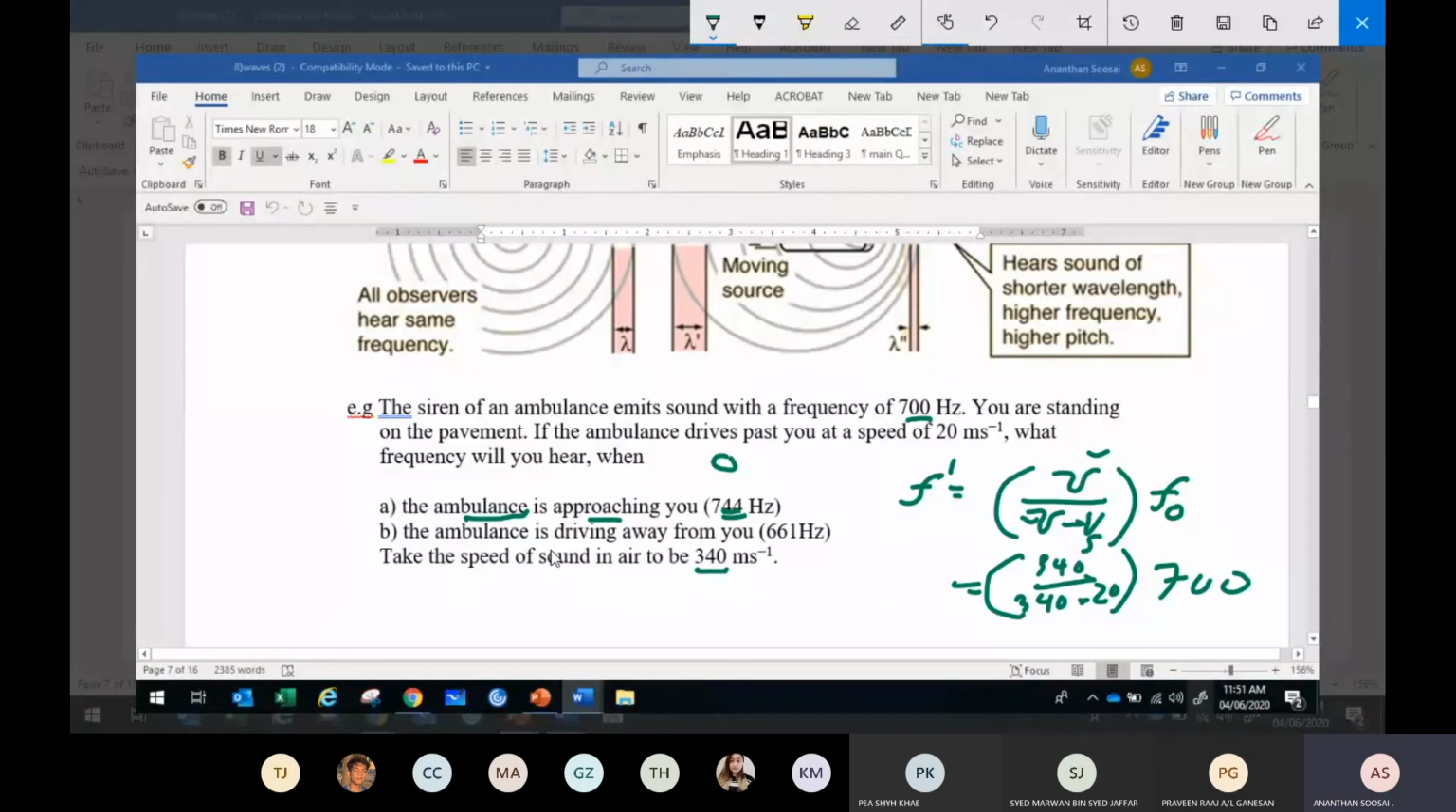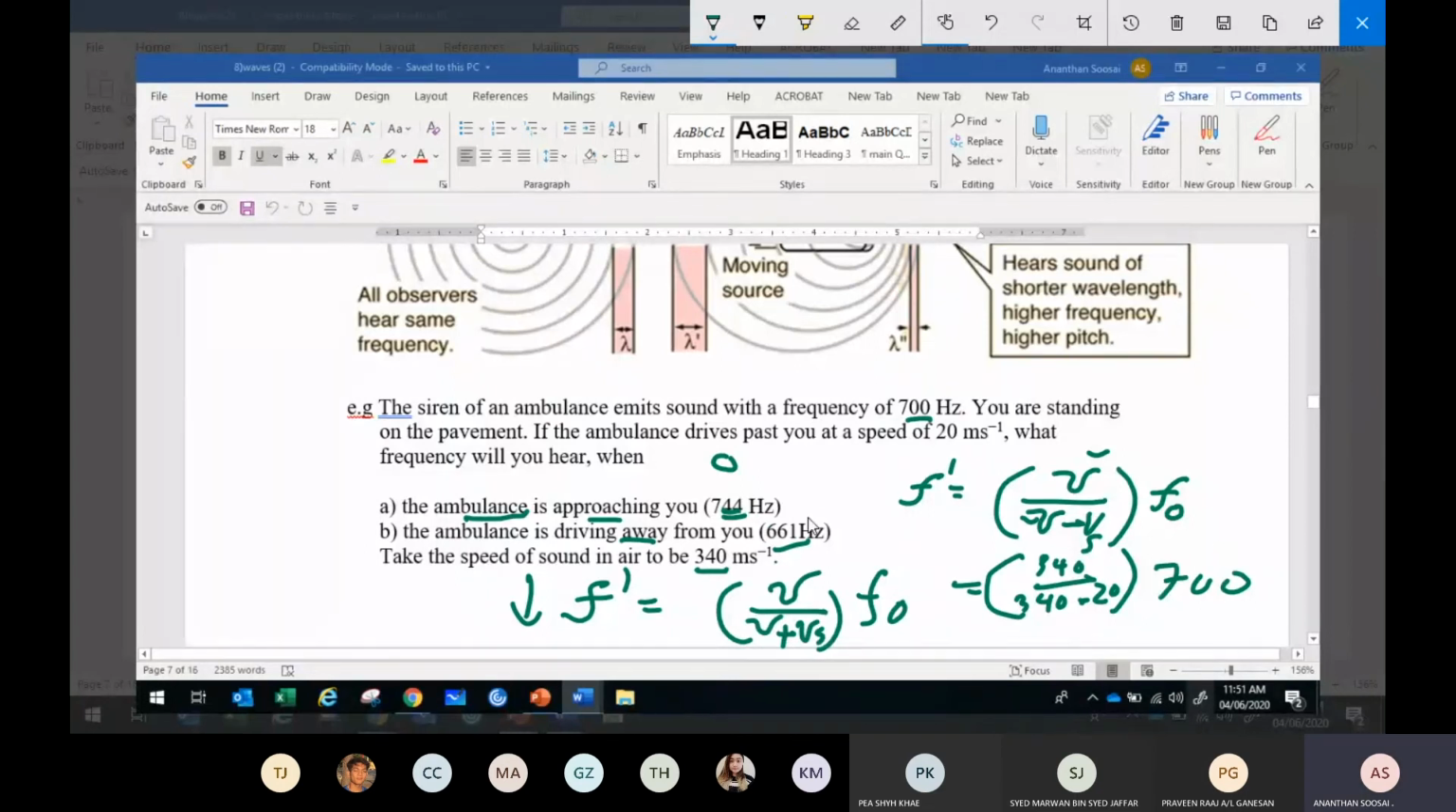And for B, the ambulance is driving away. When driving away, you should know the new frequency f dash must drop from the original frequency. So therefore it should be plus the Vs. Remember this one. Then you get this answer, 661 hertz.